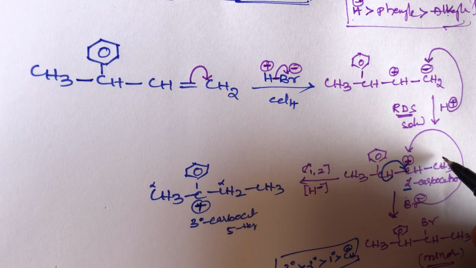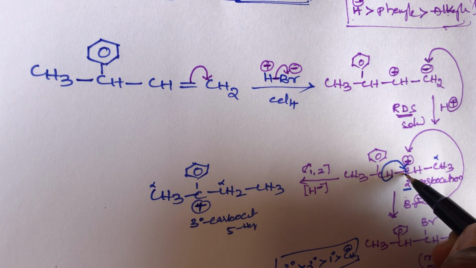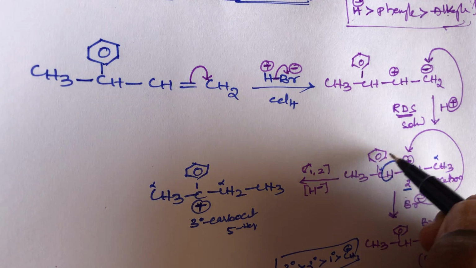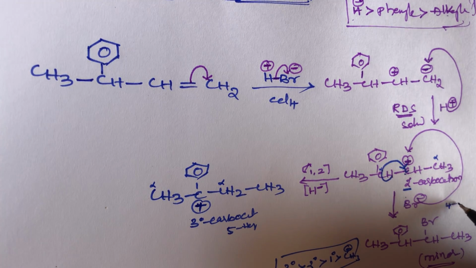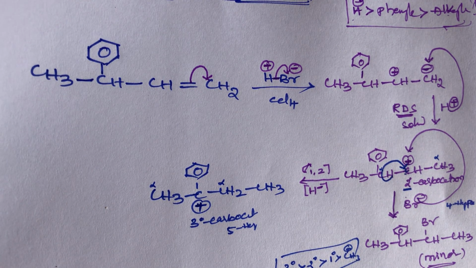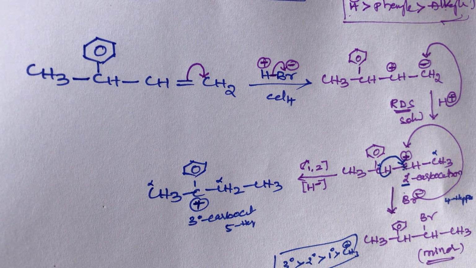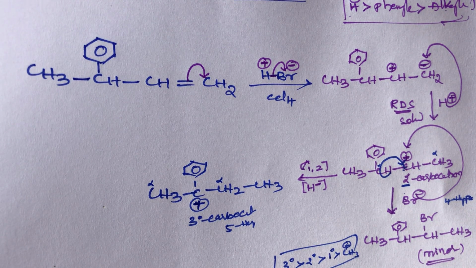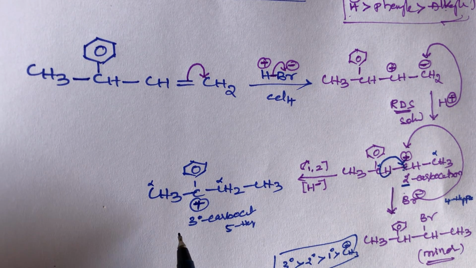The carbon beside the positive charge is called the alpha carbon. So the secondary carbocation has only 4 hyperconjugates, but the tertiary carbocation has 5. That is the reason, student, stability depends on the number of hyperconjugates. The more hyperconjugates, the more stable the compound will be. That is the reason, student. So out of these two, which one is more stable? Tertiary carbocation is more stable.